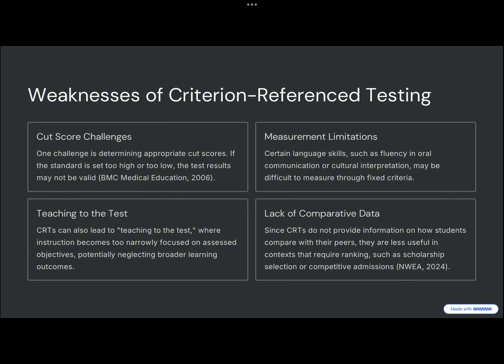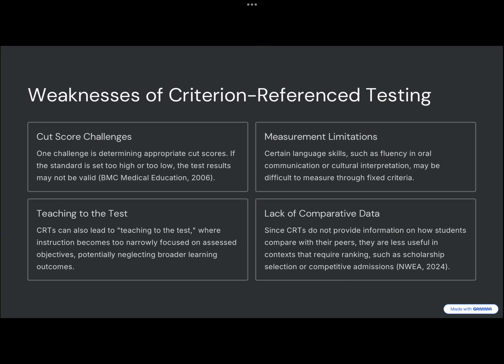Setting these standards requires expert judgment and careful testing to ensure fairness and accuracy. When cut scores are not properly established, the validity and reliability of the test results can be compromised, leading to misleading conclusions about student performance. And another limitation is that certain language skills such as fluency in oral communication or cultural interpretation may be difficult to measure through fixed criteria.